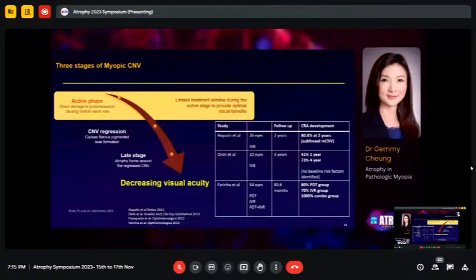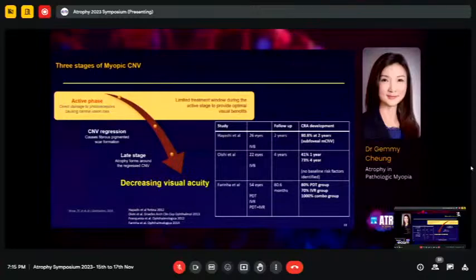In terms of CNV, we are all quite familiar with the therapy and the efficacy of intravitreal anti-VEGF agents. We recognize that we need to treat quickly during the active phase to regress the CNV. But while that is a kind of early success, it is important to realize that there is a late stage of the CNV in which atrophy can form around the regressed CNV. Unfortunately, anti-VEGF therapy doesn't actually help with changing the outcome of the atrophy.